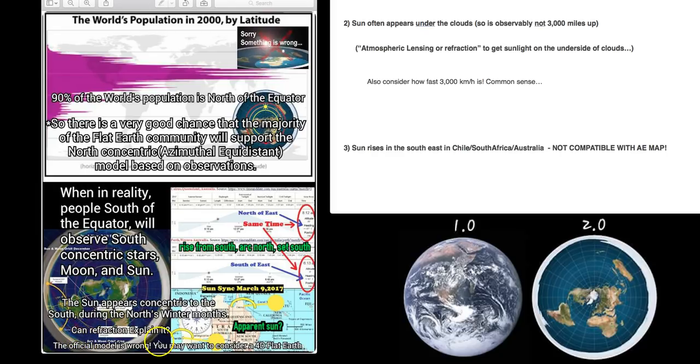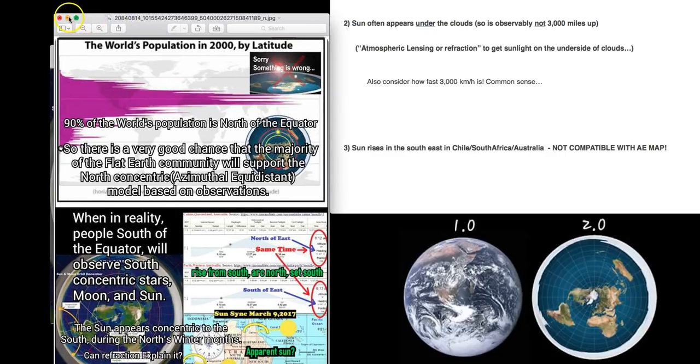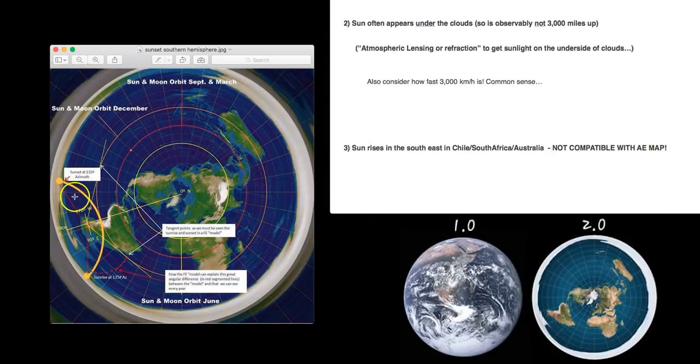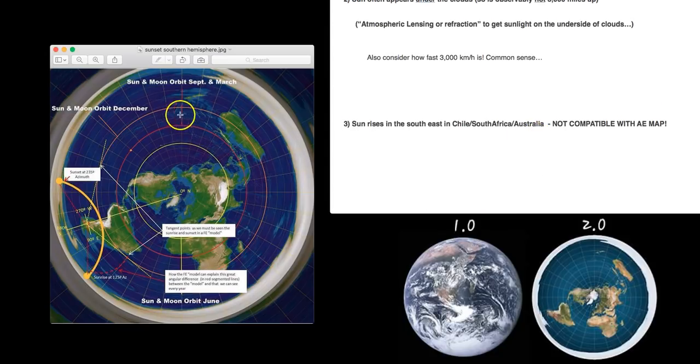The official model is wrong. I'll get into the correct one later, but this is debunking this circle. I mean, it doesn't work. It obviously doesn't work. Sun rises here. It's not compatible with this map. So the fourth point has to do with eclipses.